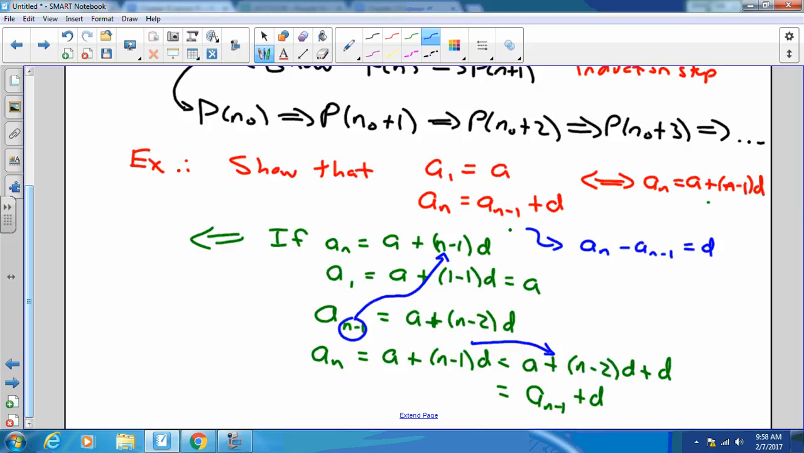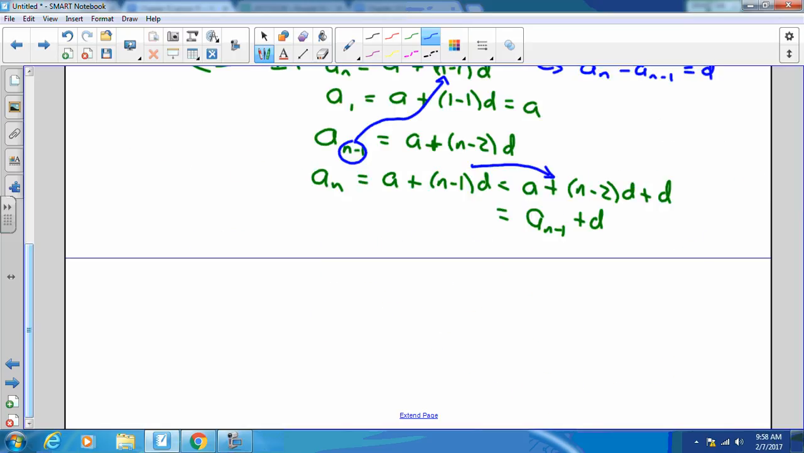Okay, so the reverse direction is easy. We don't need any induction for that. But for the forward direction, we're going to need some induction. What we want to show is if these are true, then we have a closed form that is the desired form.